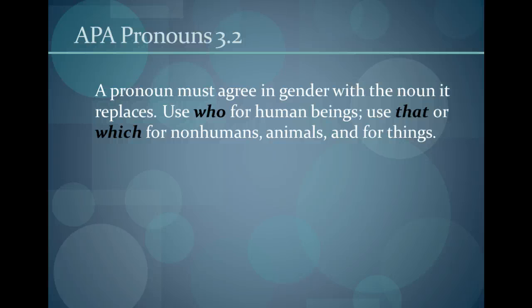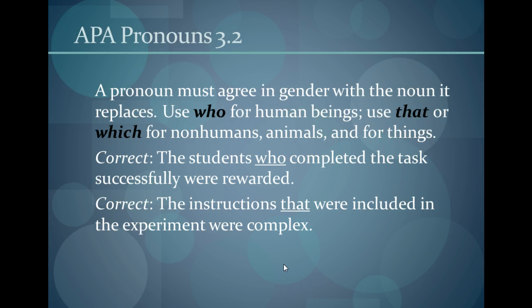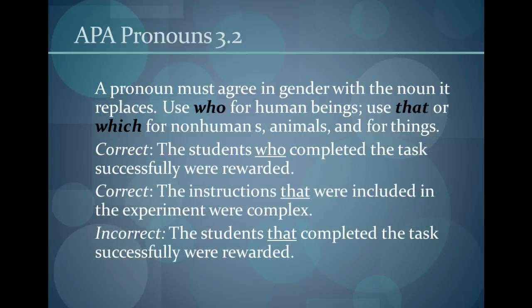Another thing to just be aware of is that if you're replacing a noun with a pronoun like who, that, or which, make sure you use who anytime it's paired with humans, and that or which when you have anything other than humans. So, for example, if you use a phrase like the students, since the students refers to a group of humans, you need to pair that with the word who and not that. The next example, the instructions that, I think is probably a little bit more apparent. And again, you have to use the word who with students, not the word that.